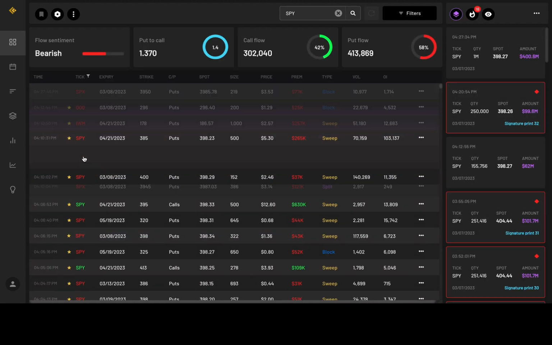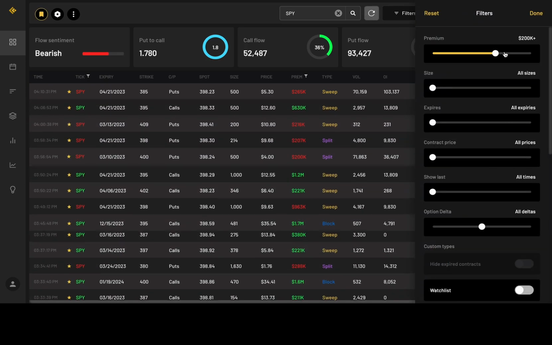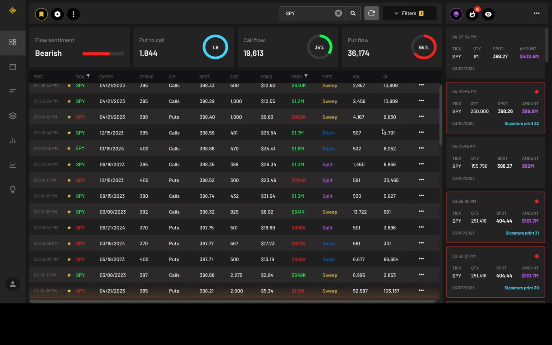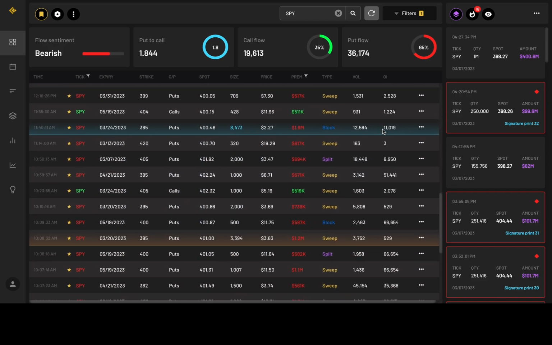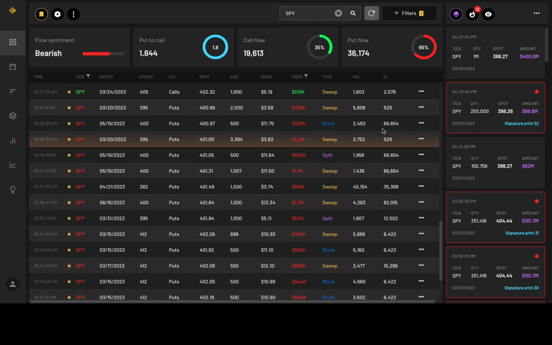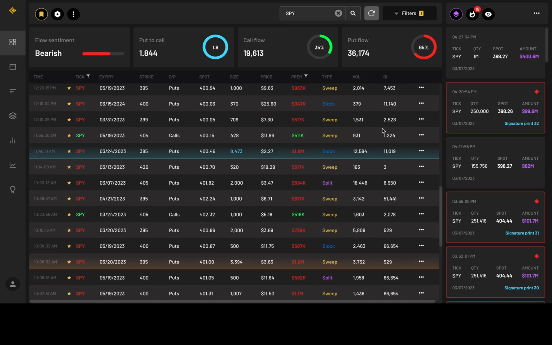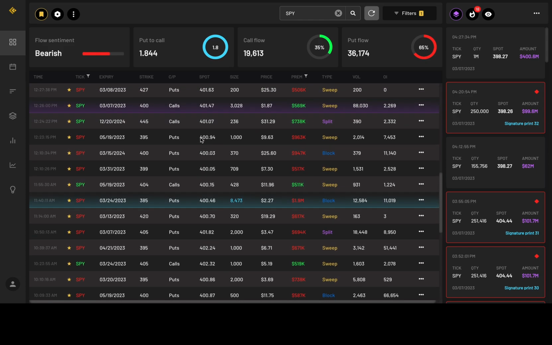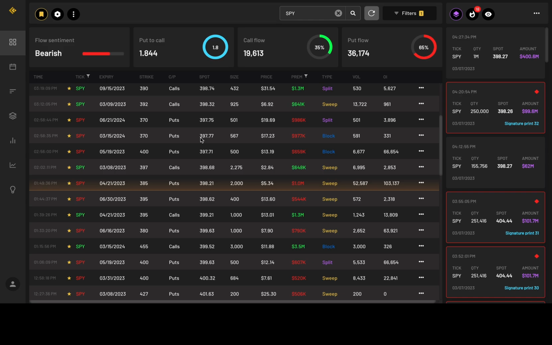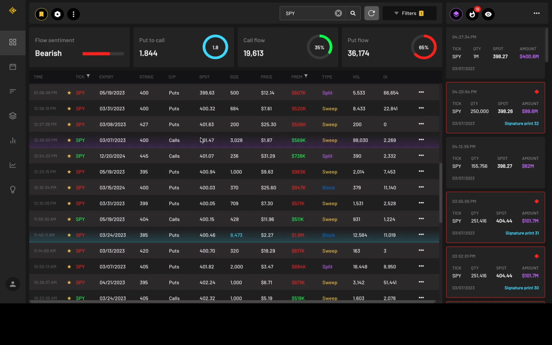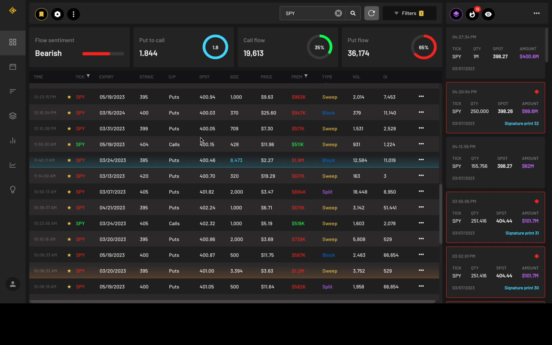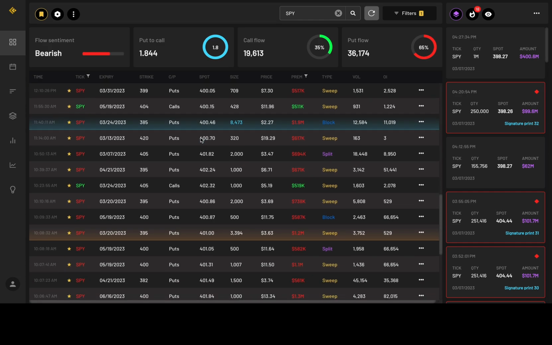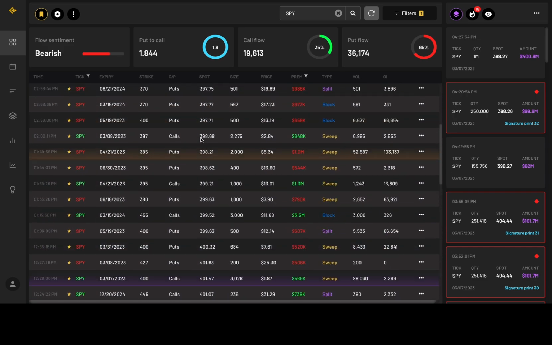Let me see. SPY, filter for 500k premiums or above. Okay, 65% is in the puts right now. Okay, that's the sentiment. The only one that has a big size order to it is this one, but it's a block order, so not very aggressive. 1.9 million in premium, 385 strike price for March 24th. Lately, we've been seeing a lot of calls for the end of March. So big money is showing bullish signs on March with their calls, but today not so much.